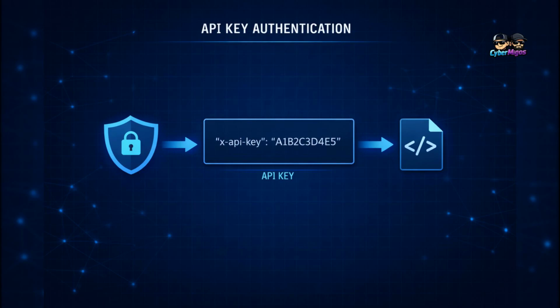Every time an app connects to an API, the server needs to know who is making the request. One of the simplest ways to do this is with an API key. In this video, we'll explain how API keys work, how they are used in API requests, and the security risks you should understand. Let's break it down.